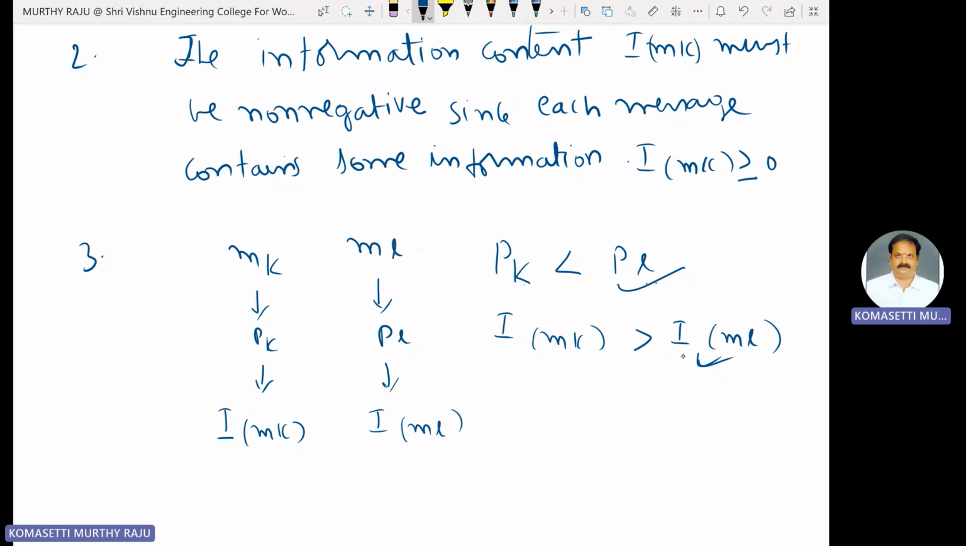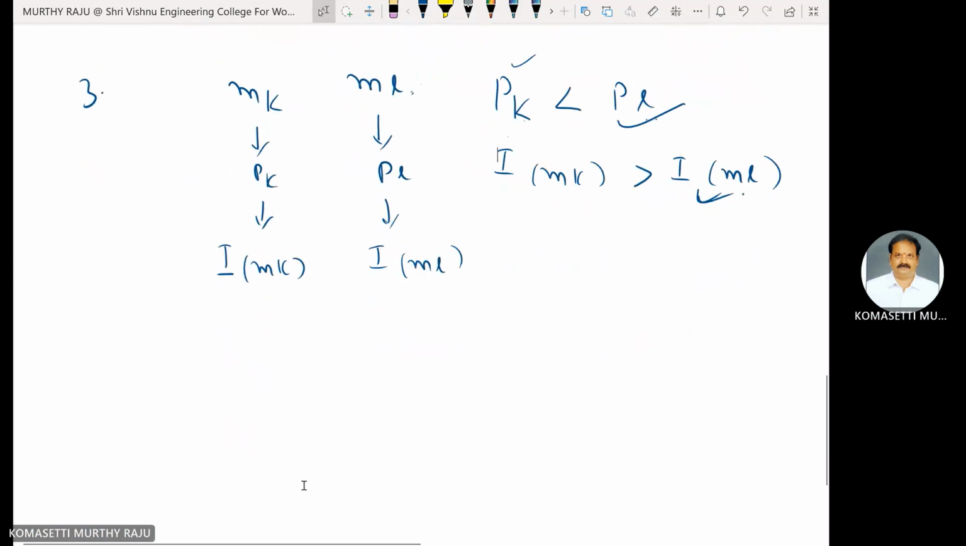The information content of a message Ml having higher probability of occurrence is less. Then the information content of the message Mk having lower probability Pk, the probability of occurrence is more. Information content of such message is less. The probability of occurrence of such a message is less. Information content is more.